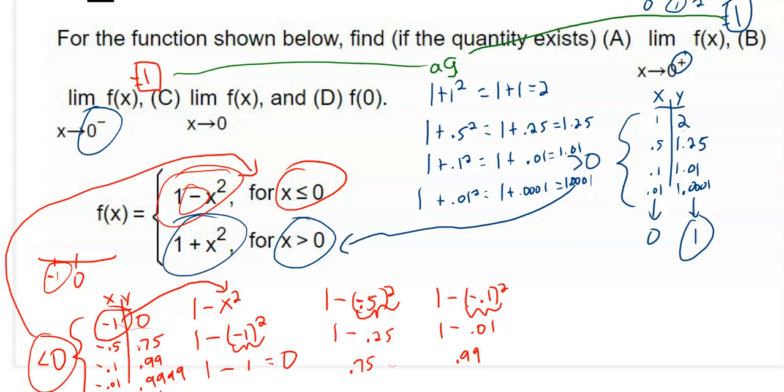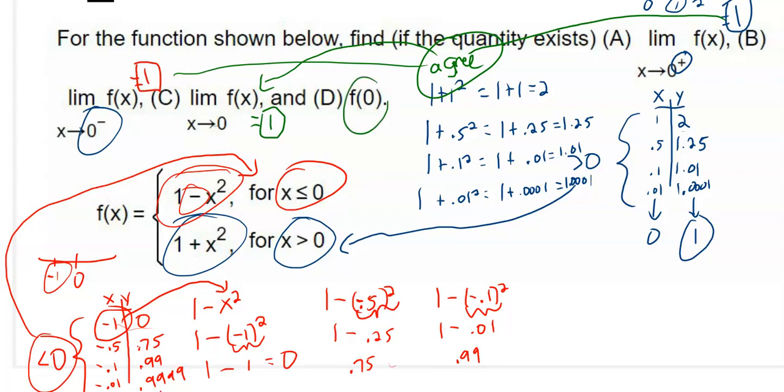I don't know how I'm going to spell agree here. I guess out of order, but agree. And since they agree, the two-sided limit, as it was called earlier, the overall limit exists because these agree, and it's going to equal the value that they agree on, which is going to be 1, right?